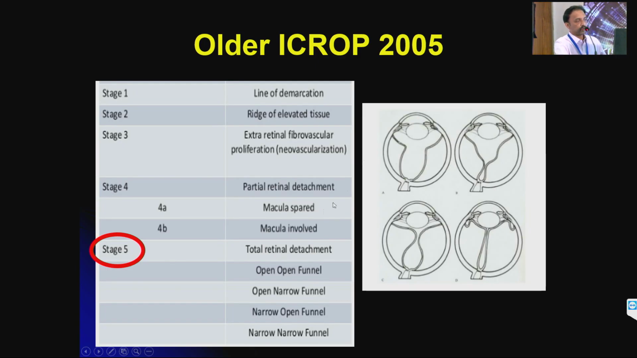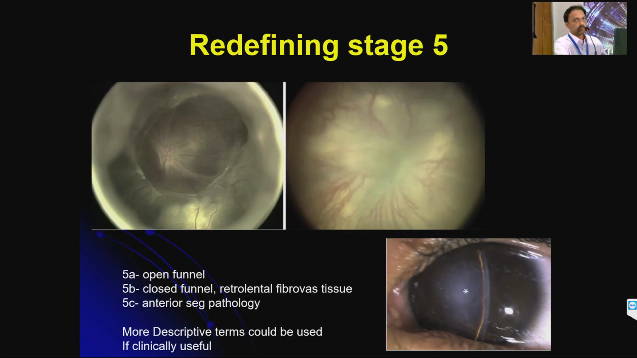Regarding stage 5, the older classification said total retinal detachment can be classified as open funnel, open narrow funnel, narrow open funnel and narrow funnel. This is based on the configuration of the retinal detachment. This is sometimes very confusing. The ICROP3 has come out with a very clear, easier classification. They said 5A when it's an open funnel, when you can visualize the optic nerve head. When you cannot visualize the optic nerve head, you call it 5B. It can be a closed funnel or it can be just a retrolental fibrovascular tissue which is obscuring the view. And when it's associated with anterior segment problems, it's called 5C. So it's a very simplified classification.